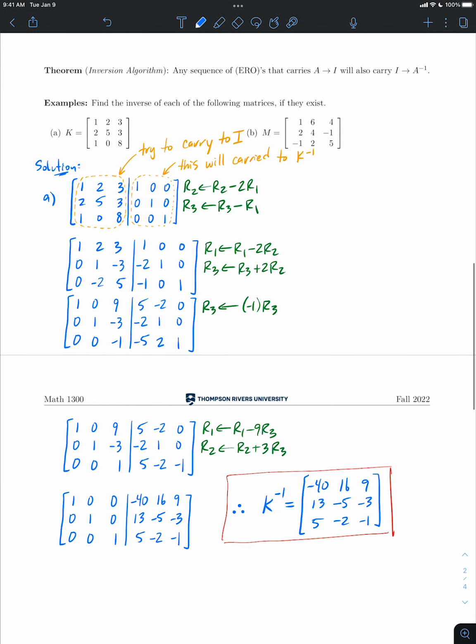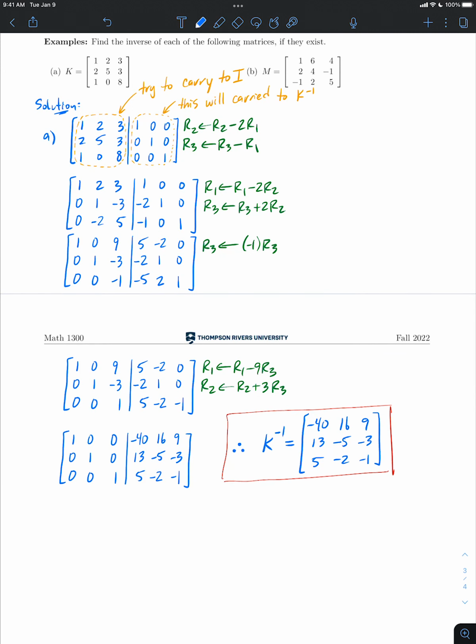Okay, but there is something that can go wrong sometimes. Here's another example of a matrix. Let me just give you a heads up on what can go wrong. What if you are reducing this matrix and at some point you come to the conclusion, hey, this is not going to be possible to turn this into the identity matrix.